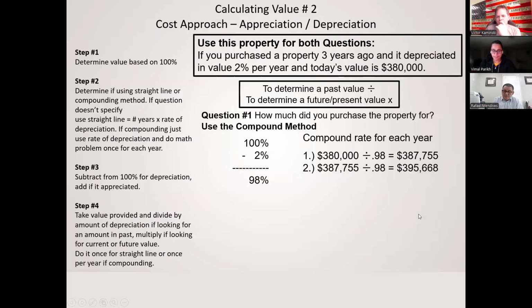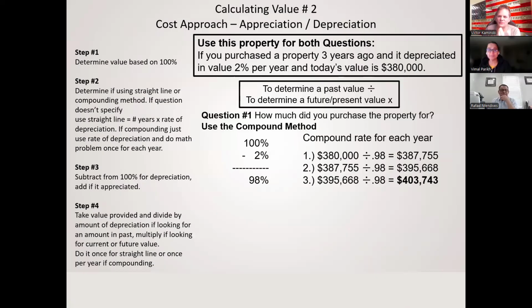So first year 387,755.10. And then the second year, divide. You could probably hit the equal sign on your calculator 3 times. The answer, 395.66. It works for some calculators. 395,668 as the third year, 403,743.34. Okay. It's compound. The math is not difficult. It's just remembering the steps.